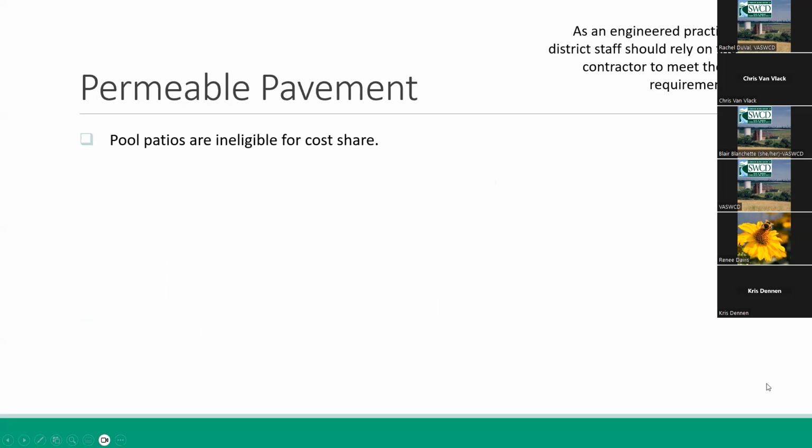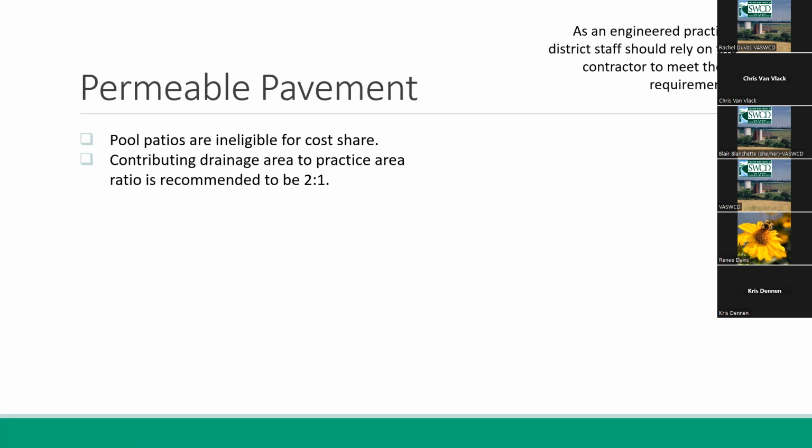Permeable pavement. Pool patios are ineligible for cost share. And stop. The contributing drainage area to the permeable paver, that ratio of CDA to practice area, is recommended to be 2 to 1. So twice the drainage area to the area of the practice. Rachel has very kindly put a note about this in our practice calculators.